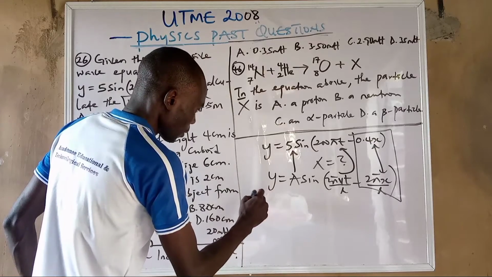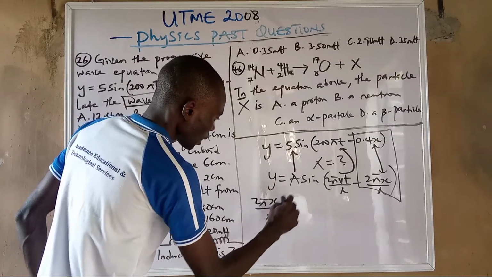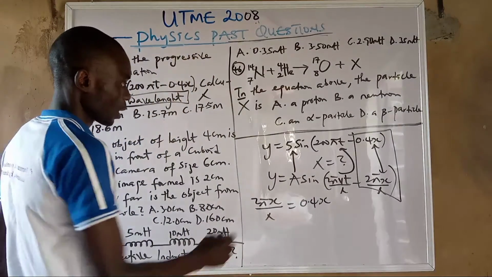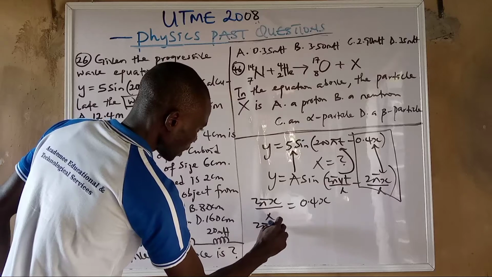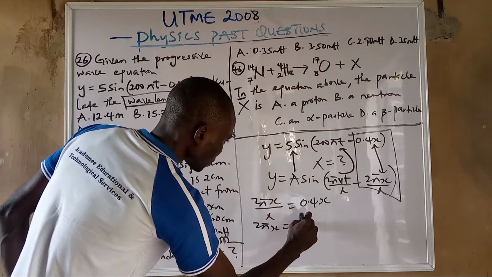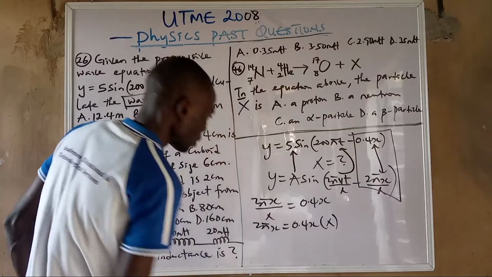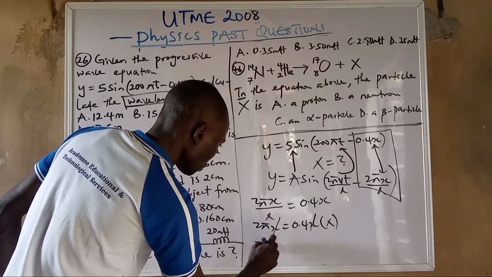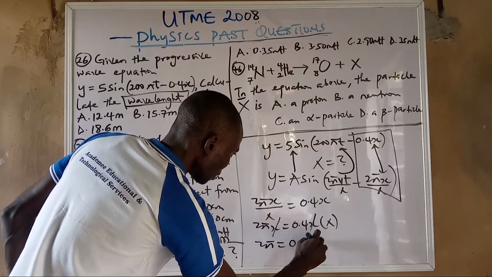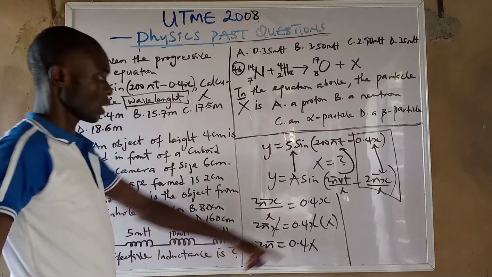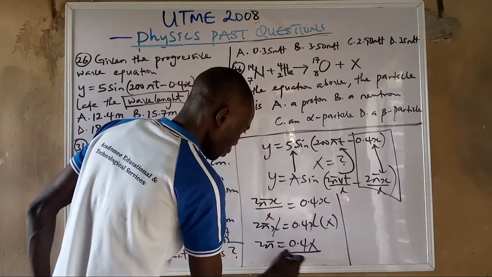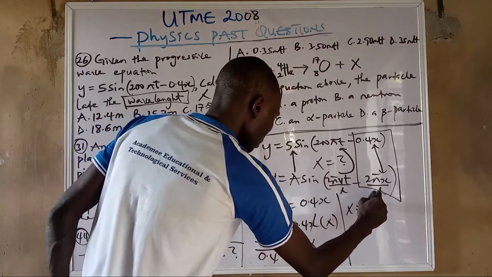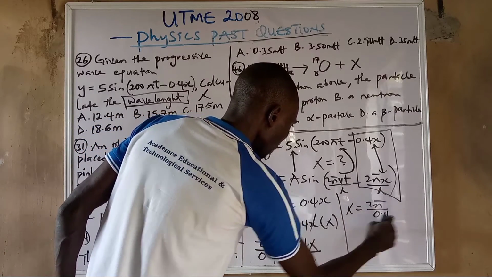What we are saying is 2 pi x over lambda equals 0.4x. So when you cross multiply, you have 2 pi x equals 0.4x times lambda. So x cancels x, and you are left with 2 pi equals 0.4 lambda. To make lambda the subject of the formula, you divide both sides by 0.4. So lambda is 2 pi over 0.4.